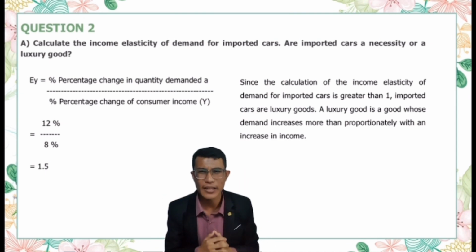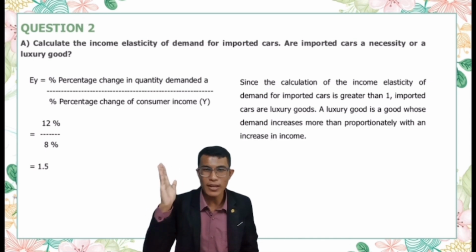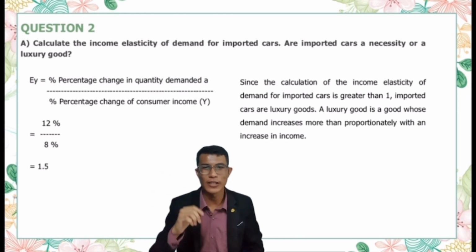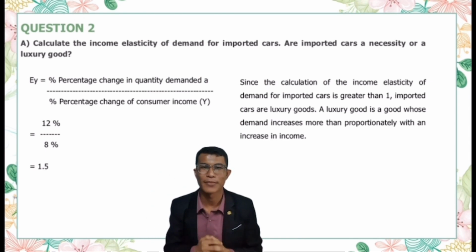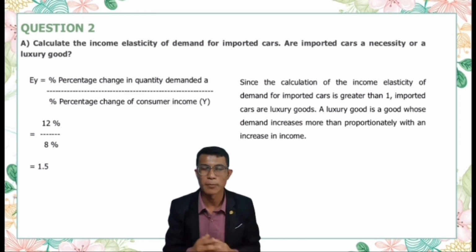So how can we solve this question? As you can see at the right side, it is already stated the formula for you to solve this question. The formula is the percentage change in quantity demanded divided by the percentage change of consumer income.